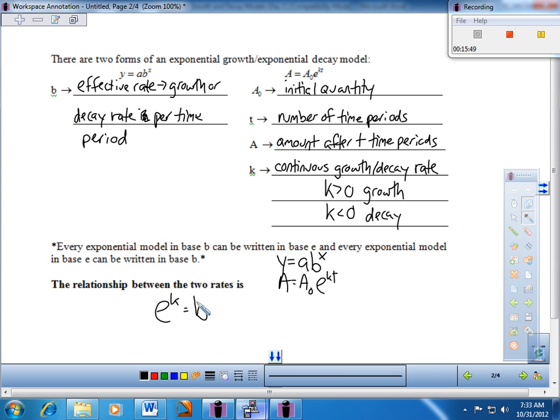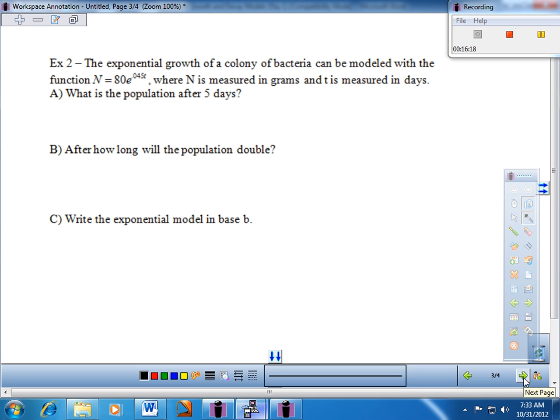Really not a whole lot, to be honest. But if I give you a model in base e, you can work with it. And if I ask you to translate it over to base b, sure, theoretically the algebra would allow you to do that. So e to the k is the same as b. All righty. Well, let's go to the next page here. And as I said, let's just do a couple examples with this.